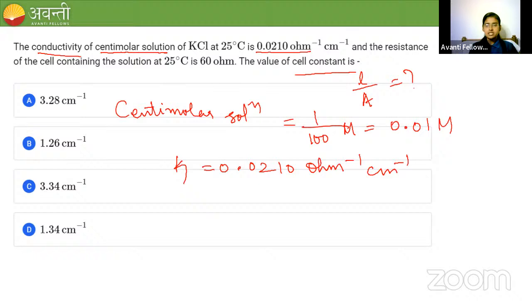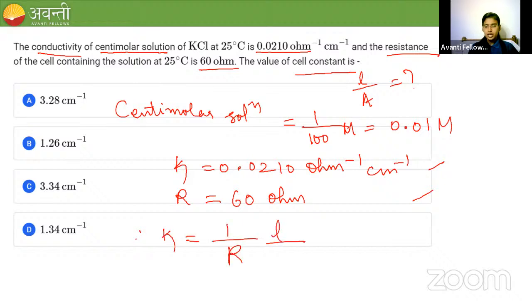And the resistance of the cell is also given. Resistance means it is R. It is equal to 60 ohm. The value of cell constant is. So to find out the cell constant, you need to find L by A. In which formula is L by A related with the given values kappa and R? Only in one equation: kappa is equal to 1 by R into L by A. This is the formula which relates L by A, conductivity and resistance.